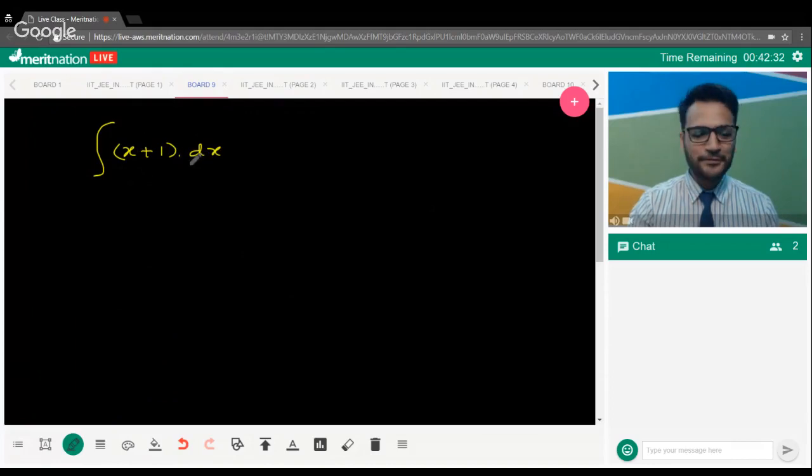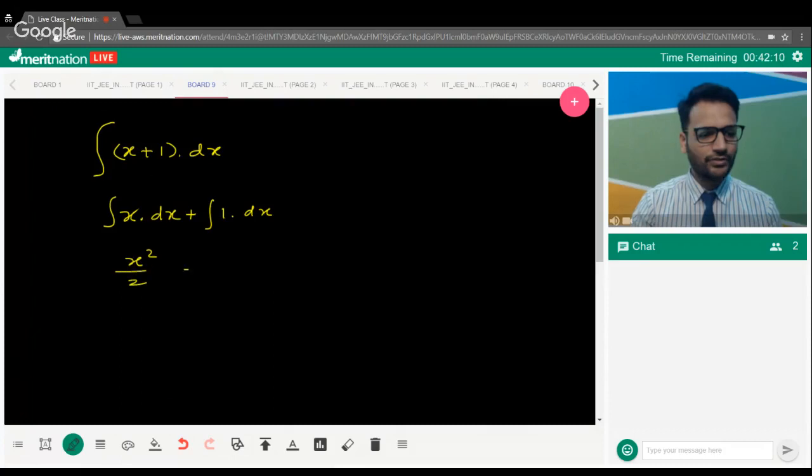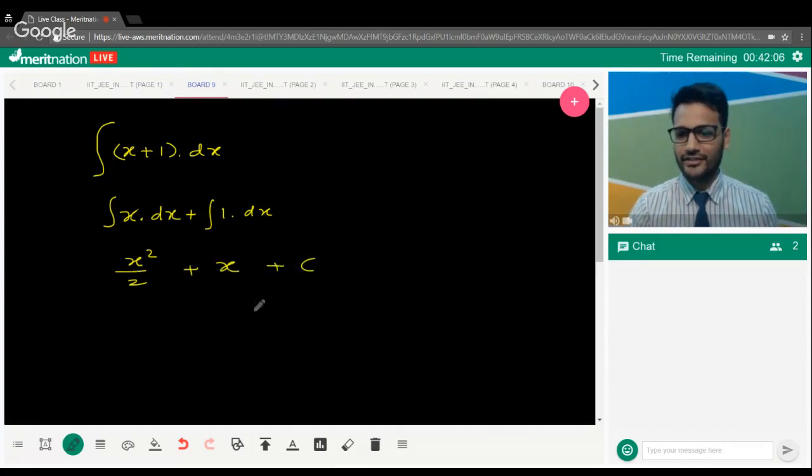So x plus 1 whole square. I can do it by 2 methods. Let me tell you. One of the methods is I can put it like this: integration of 1 dx plus 1 dx, right? And then I can say this is basically x squared upon 2, and this is nothing but x, plus c. This is one of the choices.